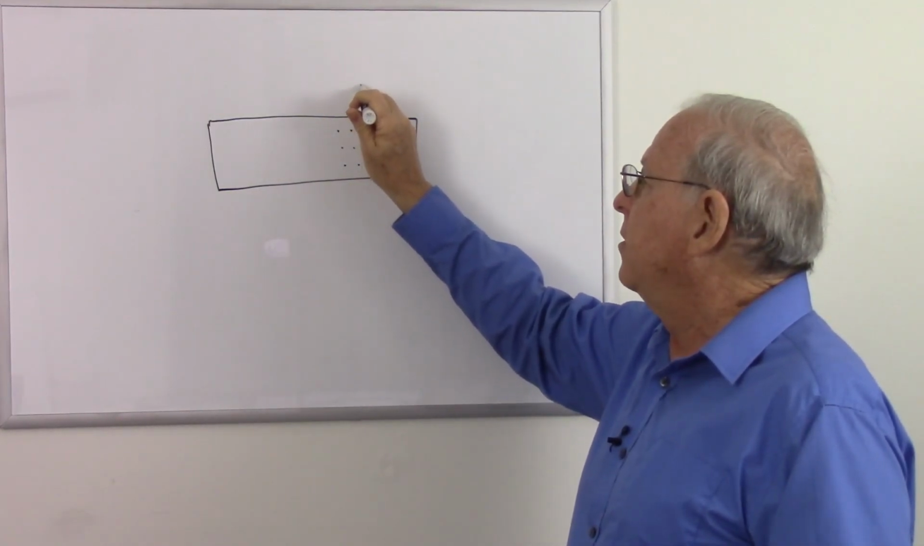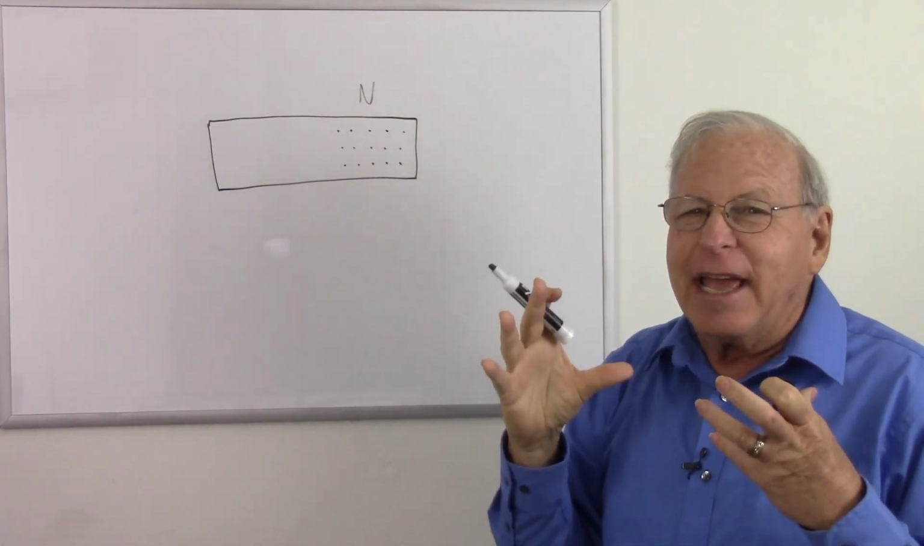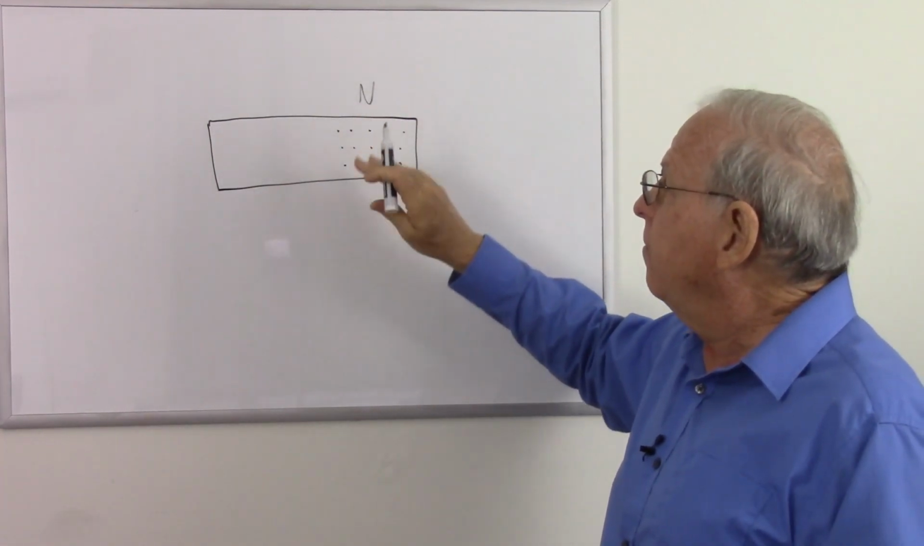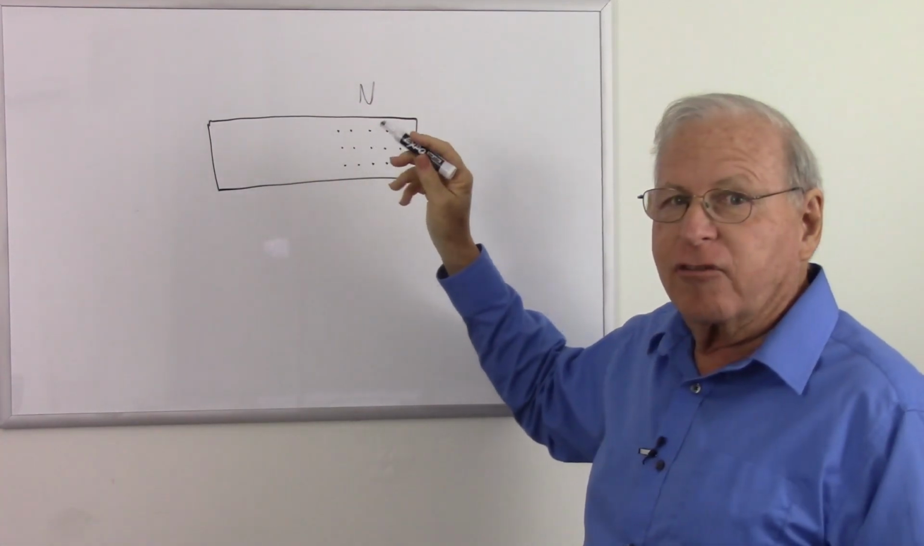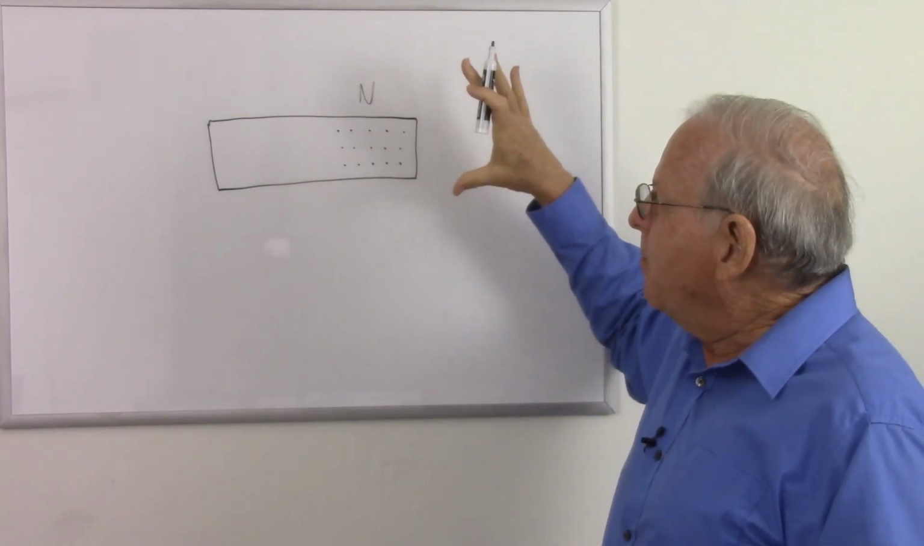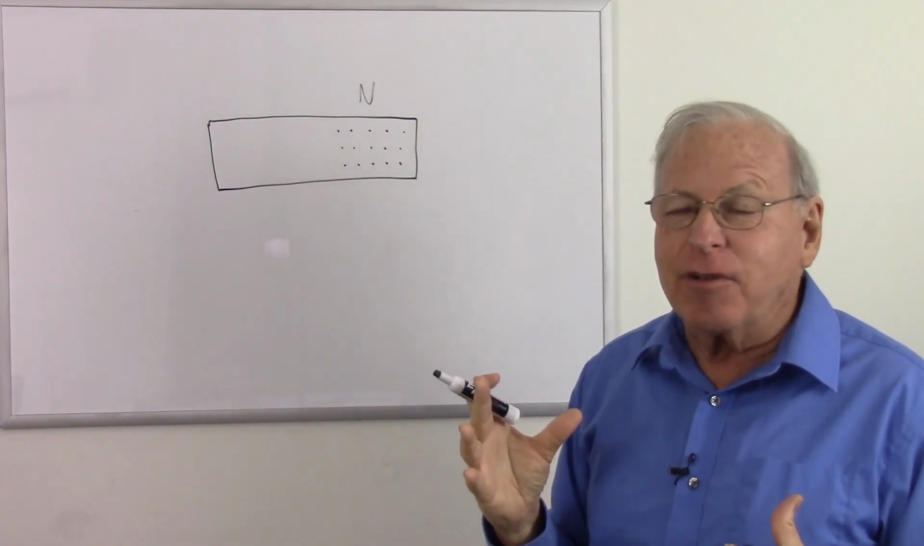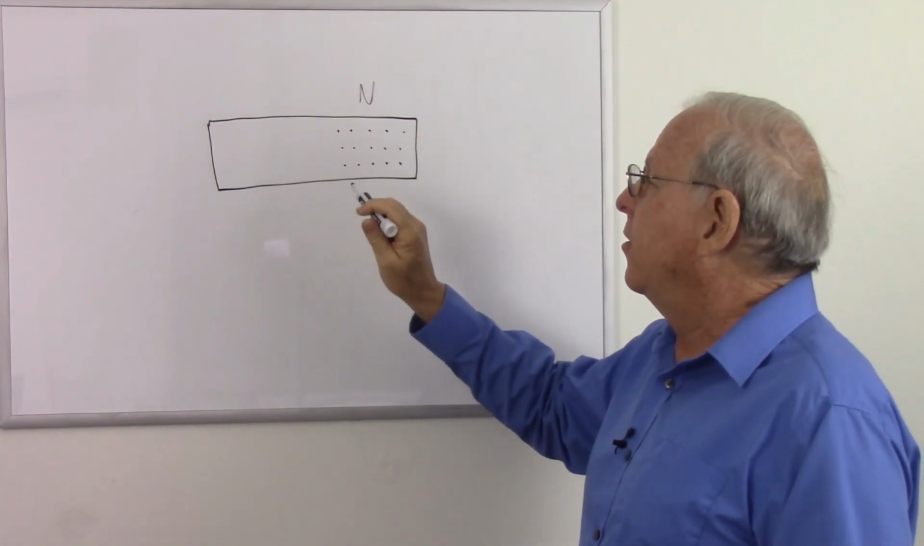We call this N-type material because it's kind of negative, but kind of not. It's actually neutral, but because of these excess electrons, it has a property of negative-ish, if you want to say so. So we call that N-type material.